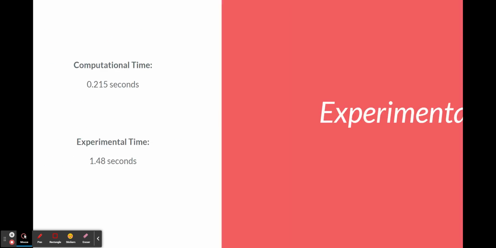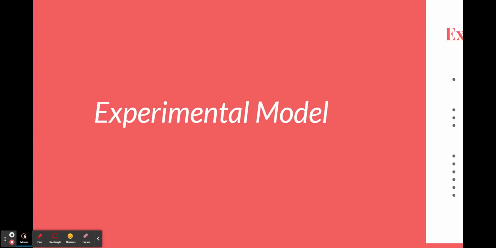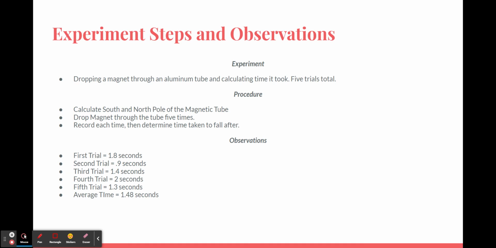So here we go. Experimental model. So the experiment was, like I said before, to drop a magnet through the aluminum tube and calculate the time it took. 5 trials total. We first did this by determining the south and north pole of the magnet, dropping the magnet through the tube 5 times, recording each time and determining the time taken to fall after. As you can see, 5 trials and the average time was calculated here.